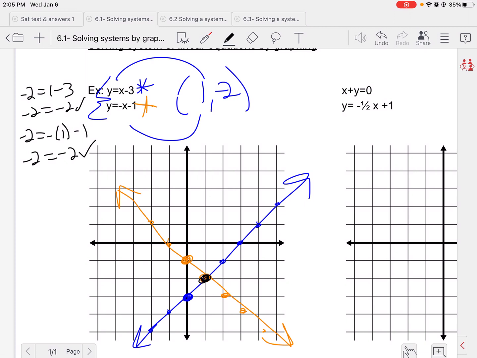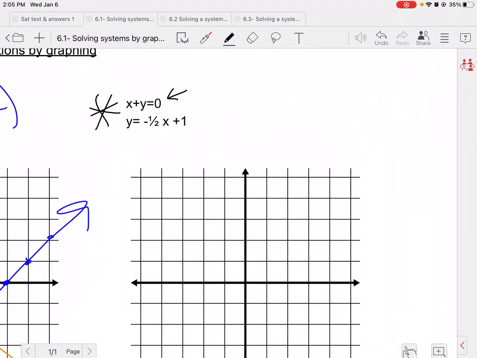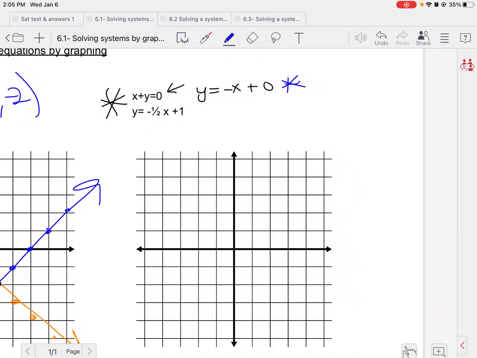Okay? Why don't you try this next one on your own, making sure that we put this into slope-intercept form before we graph it. Okay? If I put this in slope-intercept form, I'm going to subtract the x over. So I'm going to have negative x plus 0. And I'm going to go ahead and graph that in blue. So I'm plotting at the origin and then going down 1 over 1. And again, I'm going to go in the opposite direction just to make sure I have a nice pretty line here.